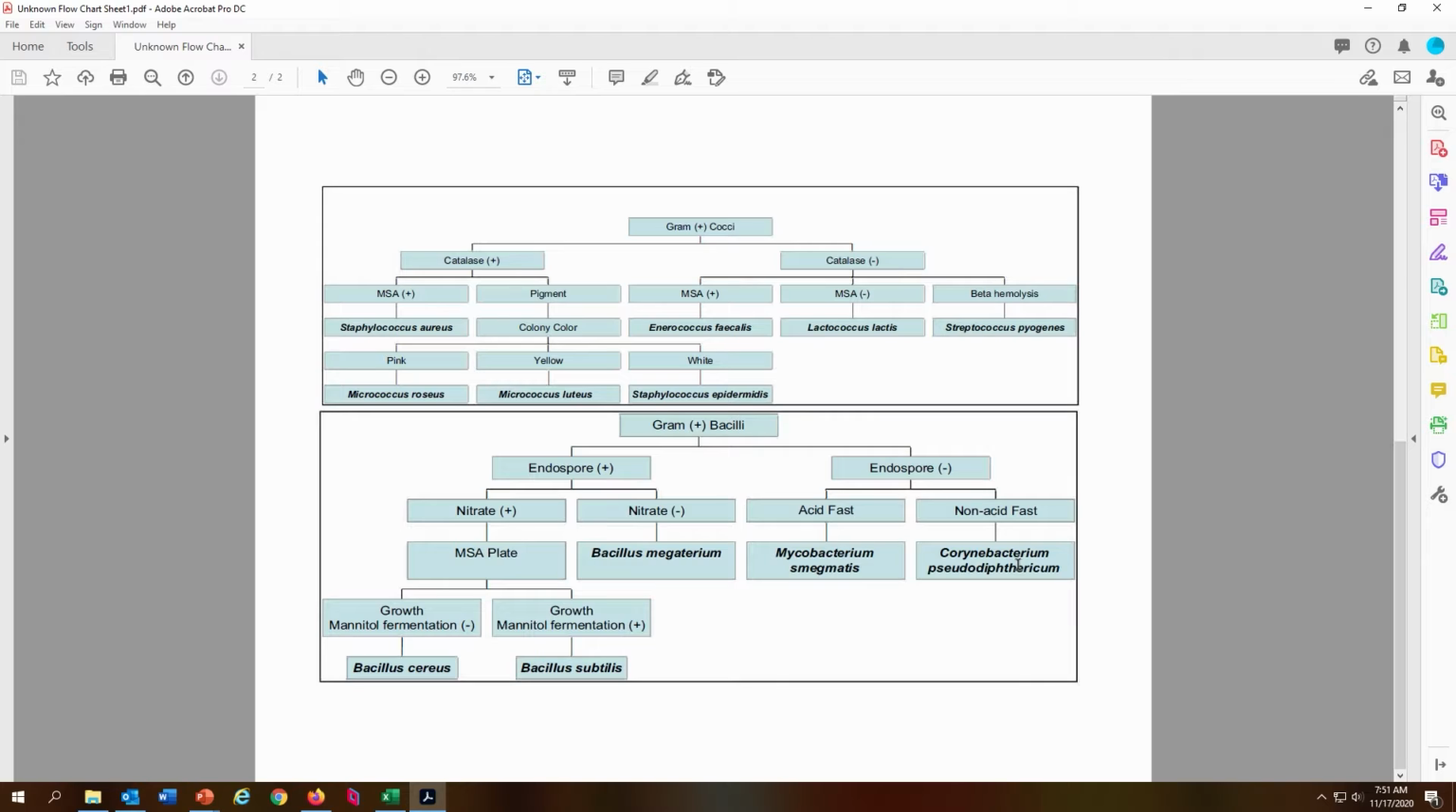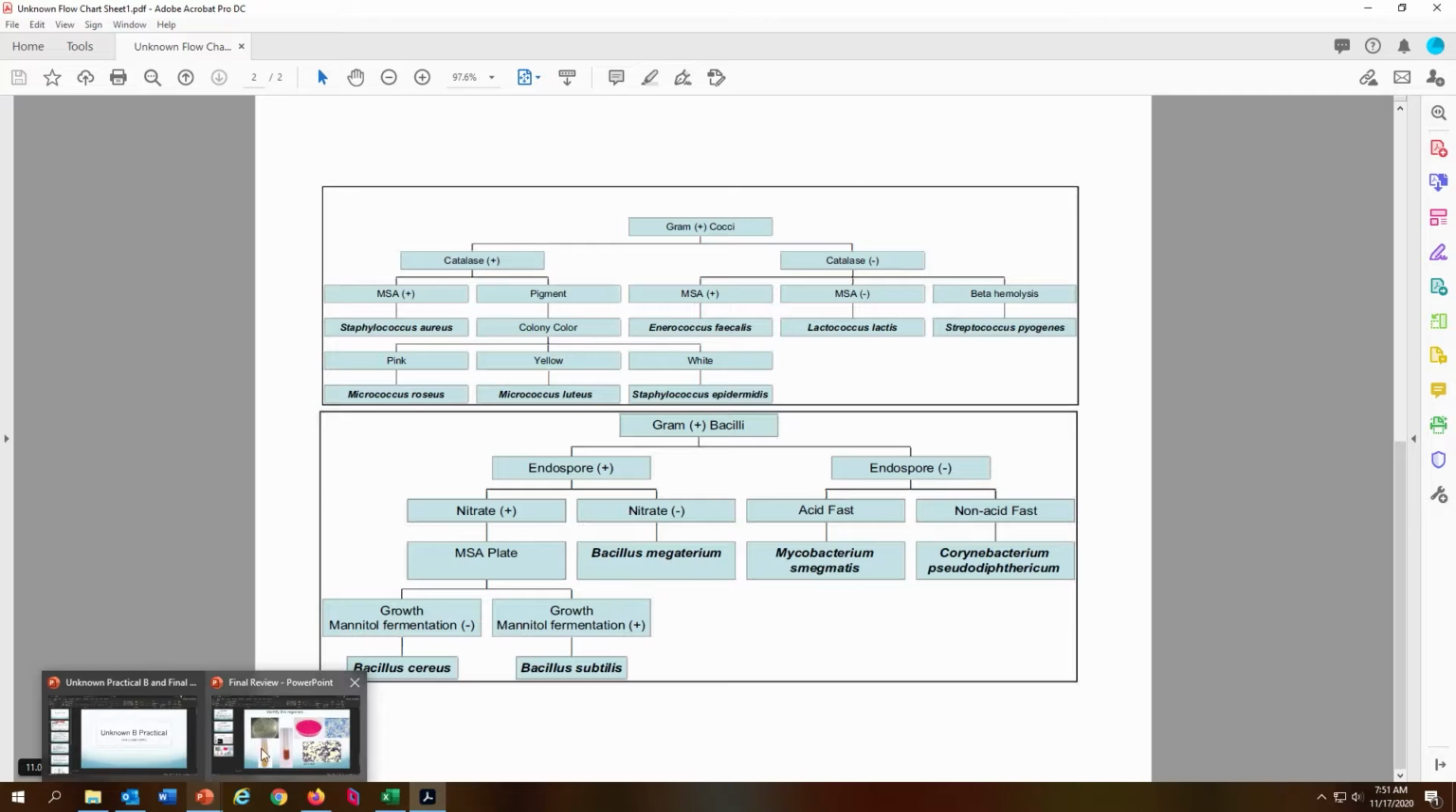That's how you identify it. That's the process. It's all built to work around this, so make sure you study this chart. It's really important. Some people do flashcards, which is totally fine. Whatever helps you study best, do that.